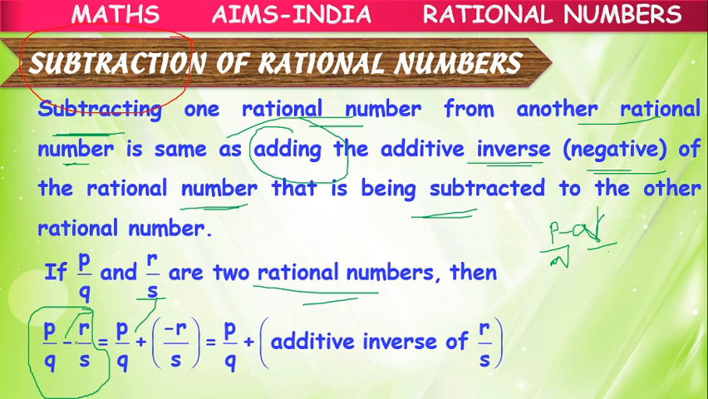This can be written as addition, but addition of what? Whatever rational number we are subtracting, we can take its additive inverse, and then it can be written as addition. This means the first rational number will be the same, and while adding, we have to take the additive inverse of the second rational number. So subtraction of rational numbers can also be written as addition with the help of the additive inverse, which we have learnt already.